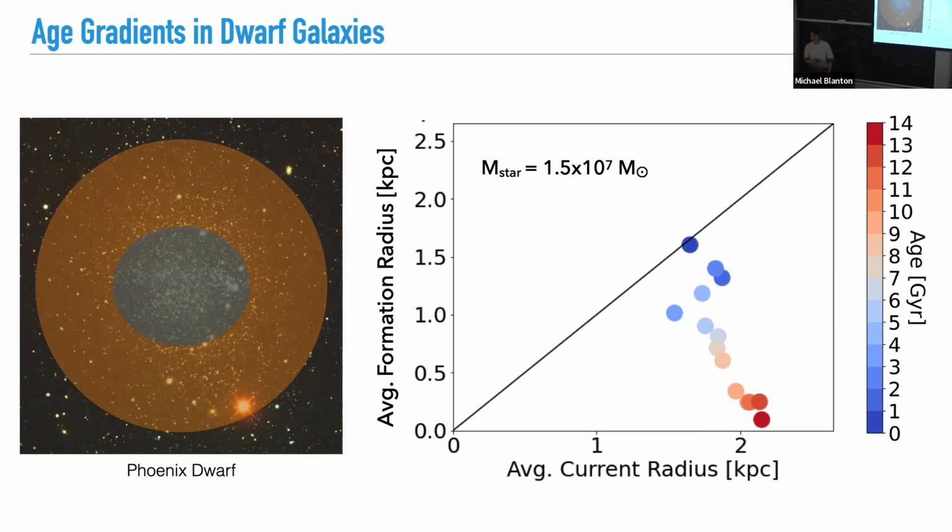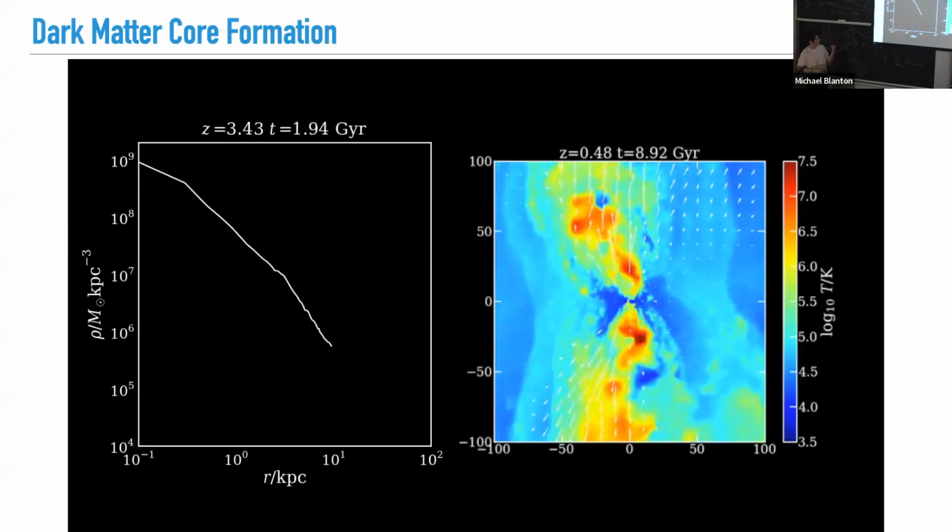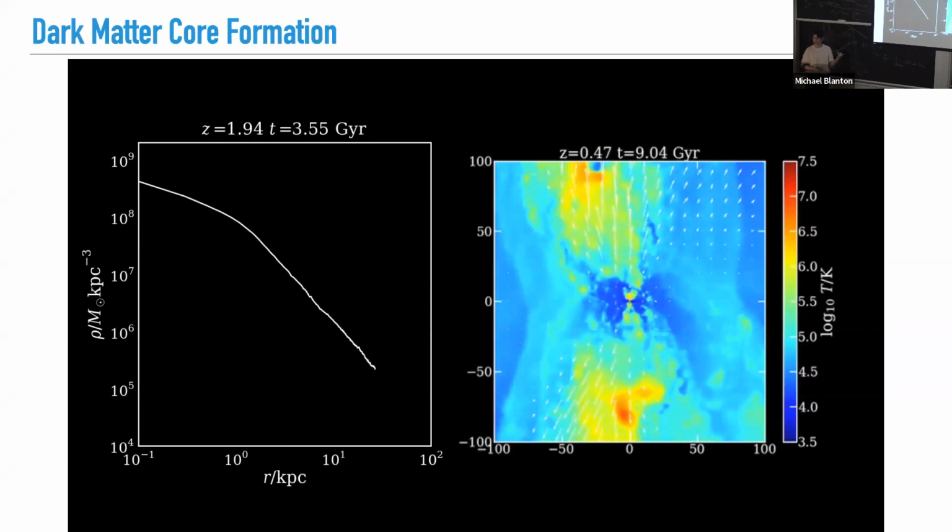Okay, so the stars got reshuffled. That's pretty much what's going on here. And we think that's probably due to the same process that's creating dark matter cores in these simulations, right?